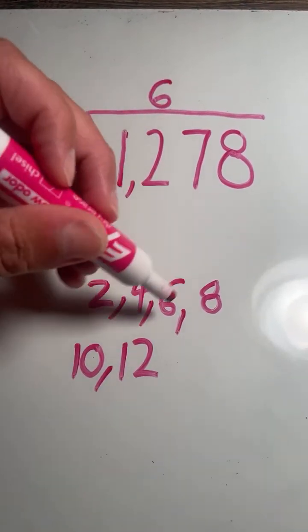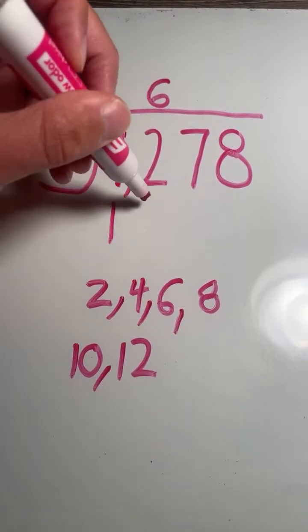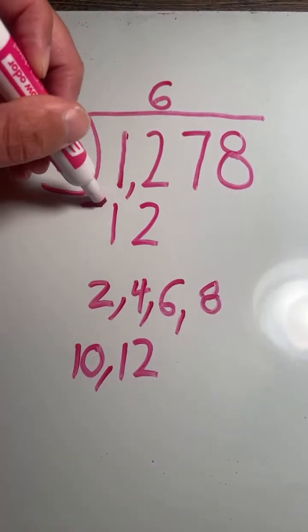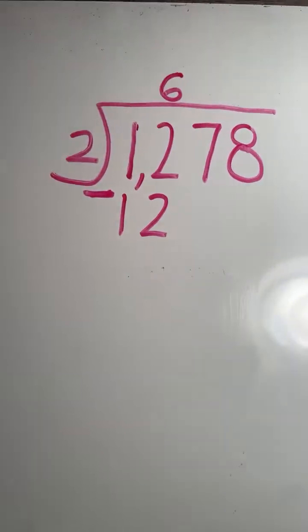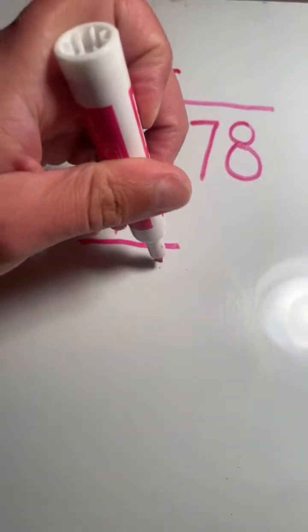Now counting by 2s, I actually landed right on the number 12, so I'm going to do 12 minus 12. And there's not going to be a remainder for this first one. 12 minus 12 equals 0, so no remainder so far.